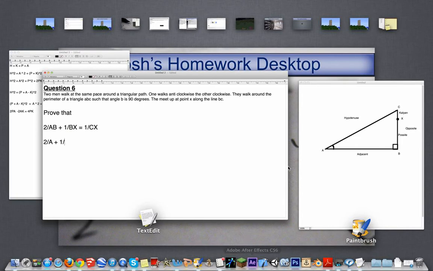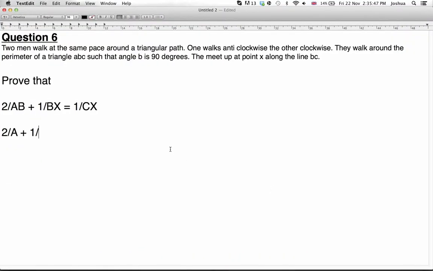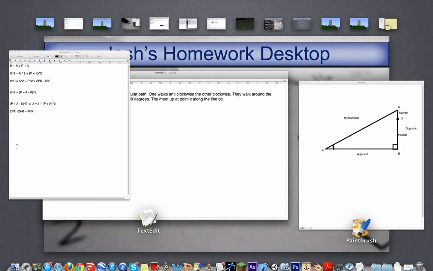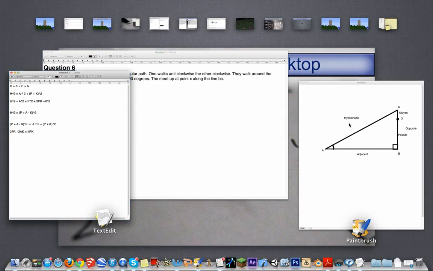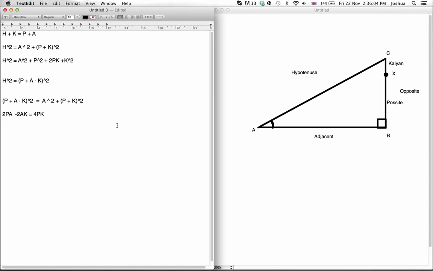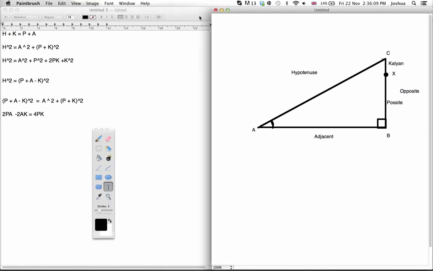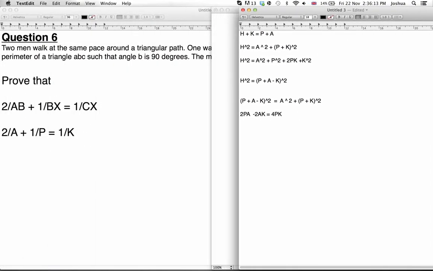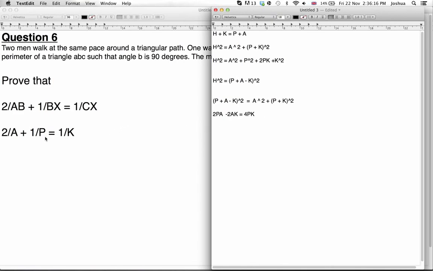Come on, computer. 1 over P is equal, and I don't think it must be K. 1 divided by K. Yeah, it's K. Good. And good. There we go. We got everything we need. So I should have copied it off of this one. Okay. We don't really need that window anymore. We will see this. Okay. We need to get from there to there.